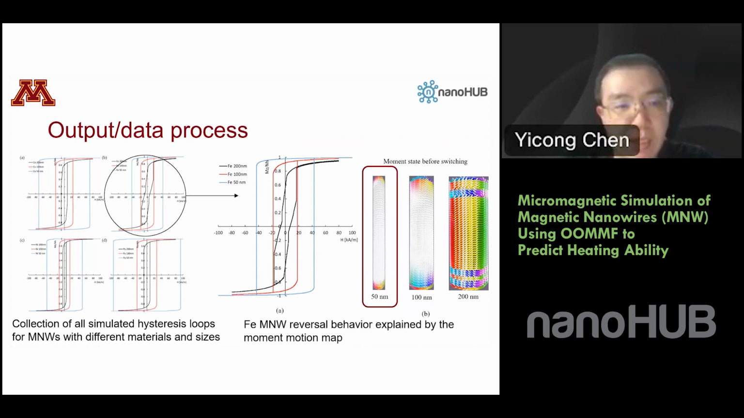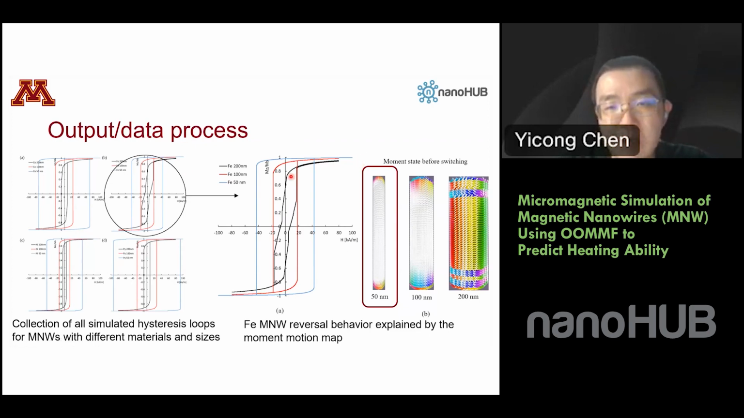Like I have said, here is a collection of all simulated hysteresis loops for nanowires with different materials and sizes. And take a look at the iron one. You can see that with the increase of the size, or the diameter, of the nanowire, there is a huge change of the hysteresis loop in shape.